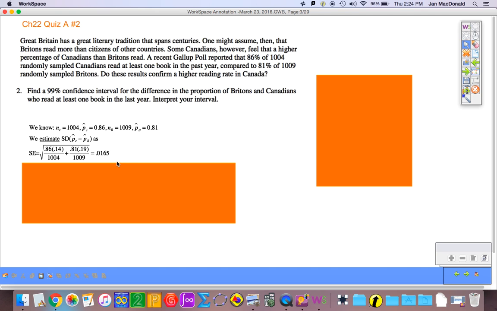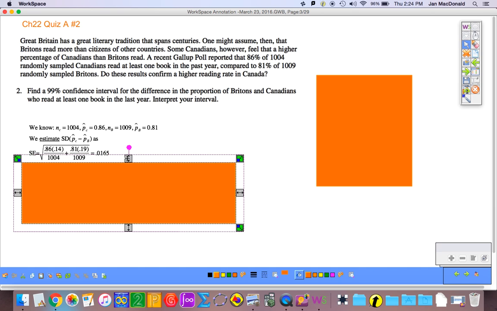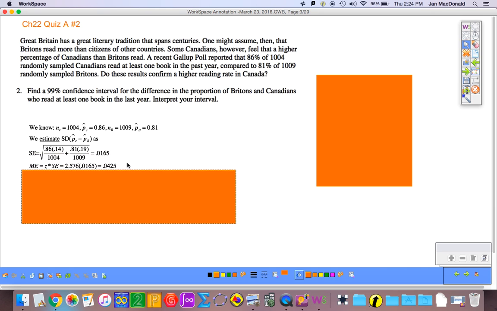Next, we need to calculate the margin of error, which is the critical z times the standard error. Well, what is the critical z for a 99% confidence interval? Go to your calculator, click inverse norm, 0.995, and you should get a critical z of 2.576. Multiply that by your standard error, and you get a margin of error of 0.0425, which is roughly 4% margin of error. So now we're ready to create our confidence interval.